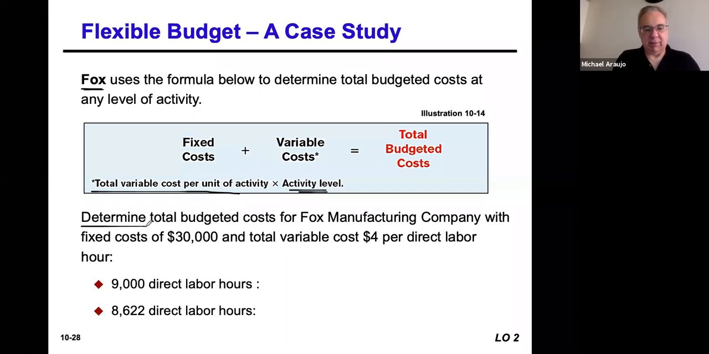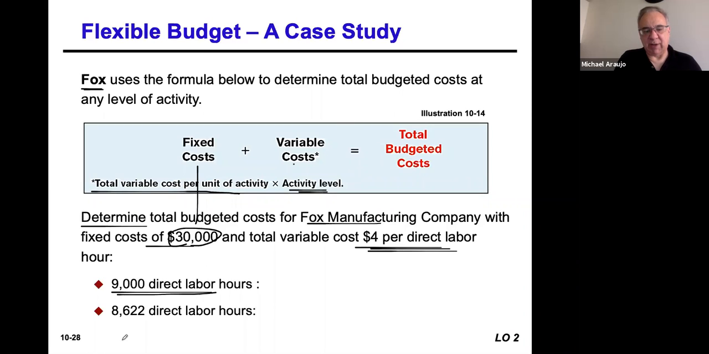So let's determine the total cost here for Fox manufacturing. Fixed cost is $30,000. That's fixed. Variable cost is $4 per labor hour. What if they had 9,000 direct labor hours? Well, their fixed cost is going to be $30,000. That's the fixed cost. What's the variable cost going to be? It's going to be 9,000 hours times $4. Those two numbers added together are the total.